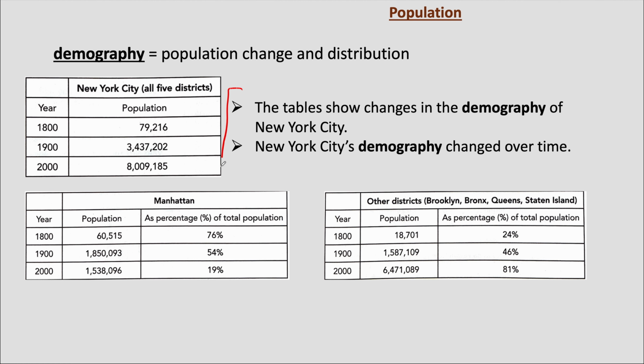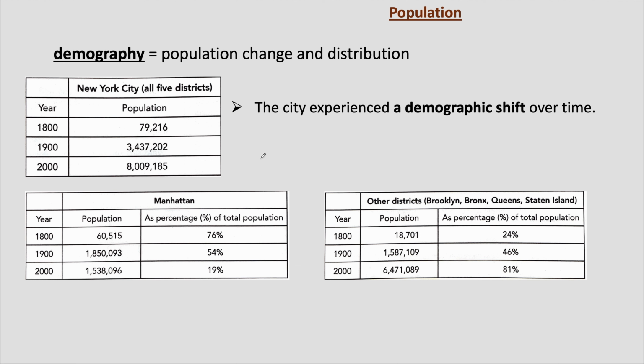Here are a couple of examples of how the word demography can be used when we're talking about changes in population patterns of a place. A common collocation of demography is demographic shift. So, if there is a change in population numbers and distribution, we can say that the city experienced a demographic shift. One easy rule to remember: use population for numbers, use demography for the overall picture.